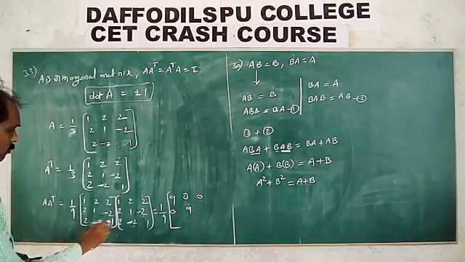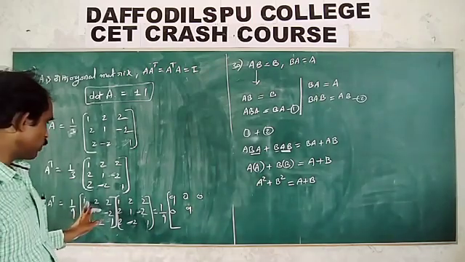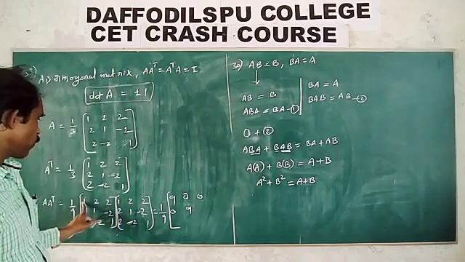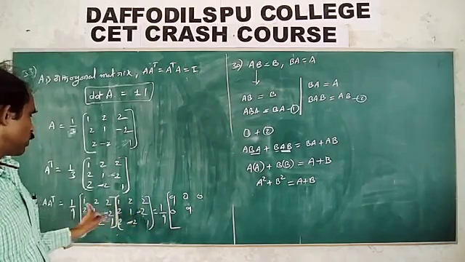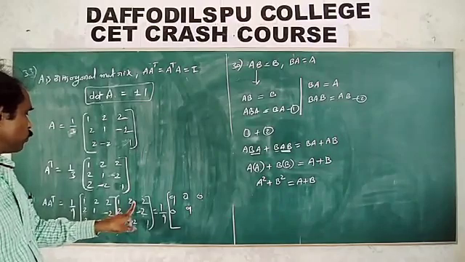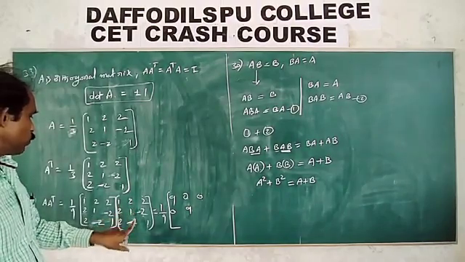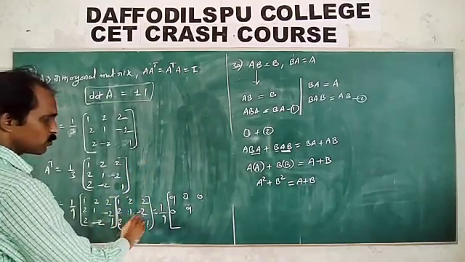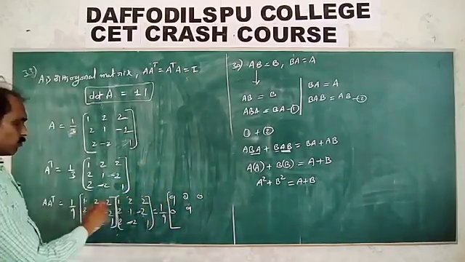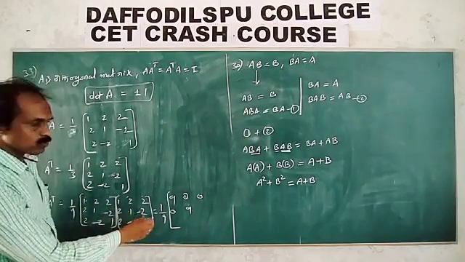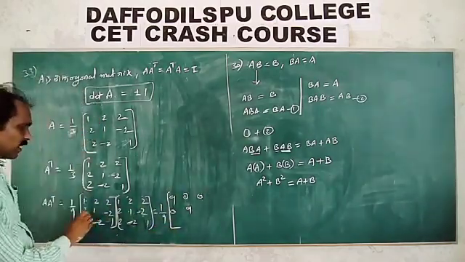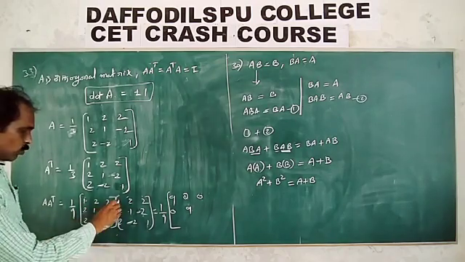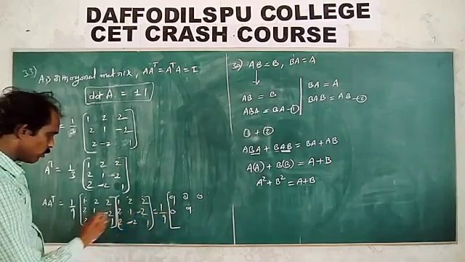Here minus 2. Suppose you check this one. 1 plus 4 plus 4, this one. 1 means 2 plus 2 minus 4. Okay, 2 plus 2 minus 4, 0. This one, 2 minus 4 plus 2, 0. Right. Second row, first column: 2 plus 2, 4 minus 4, 0.